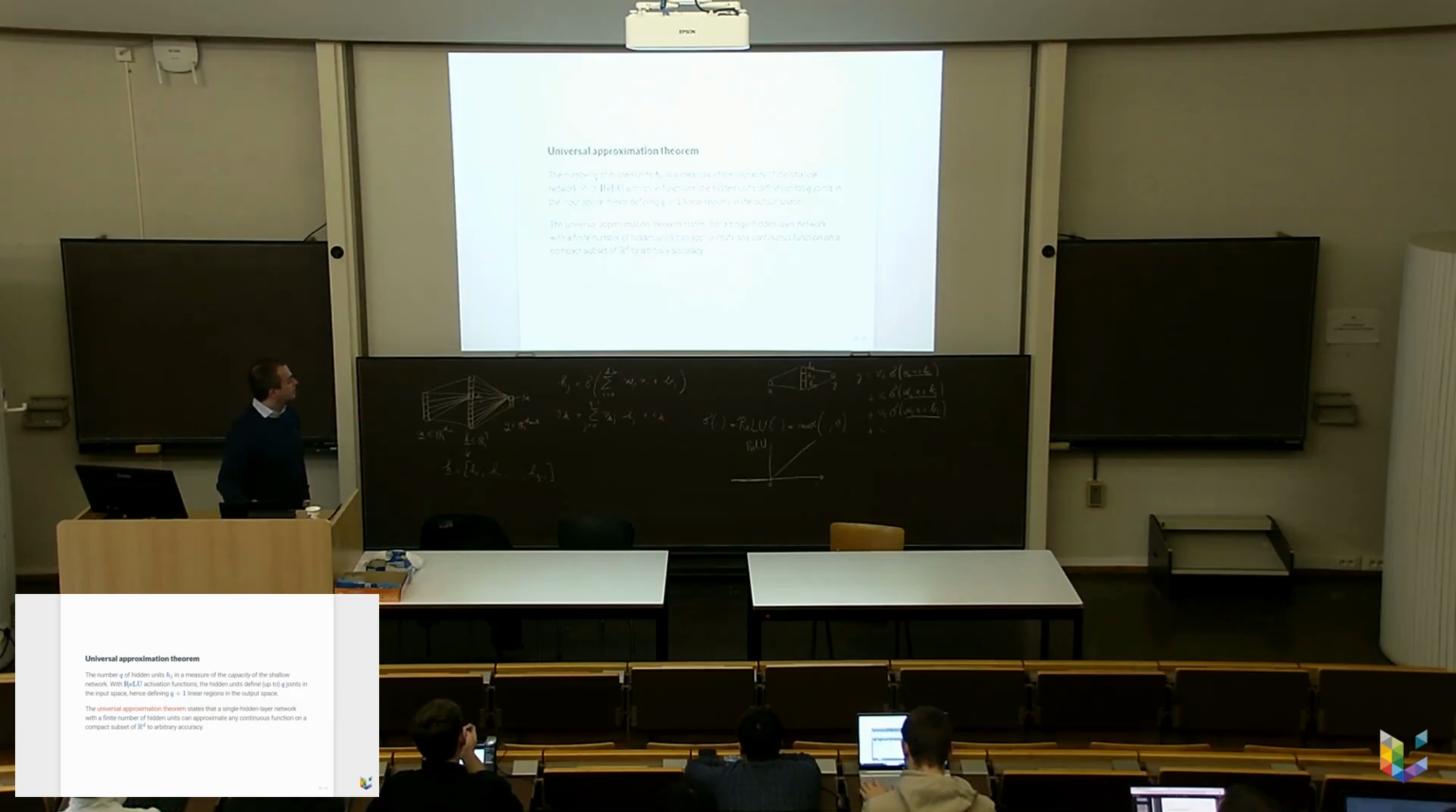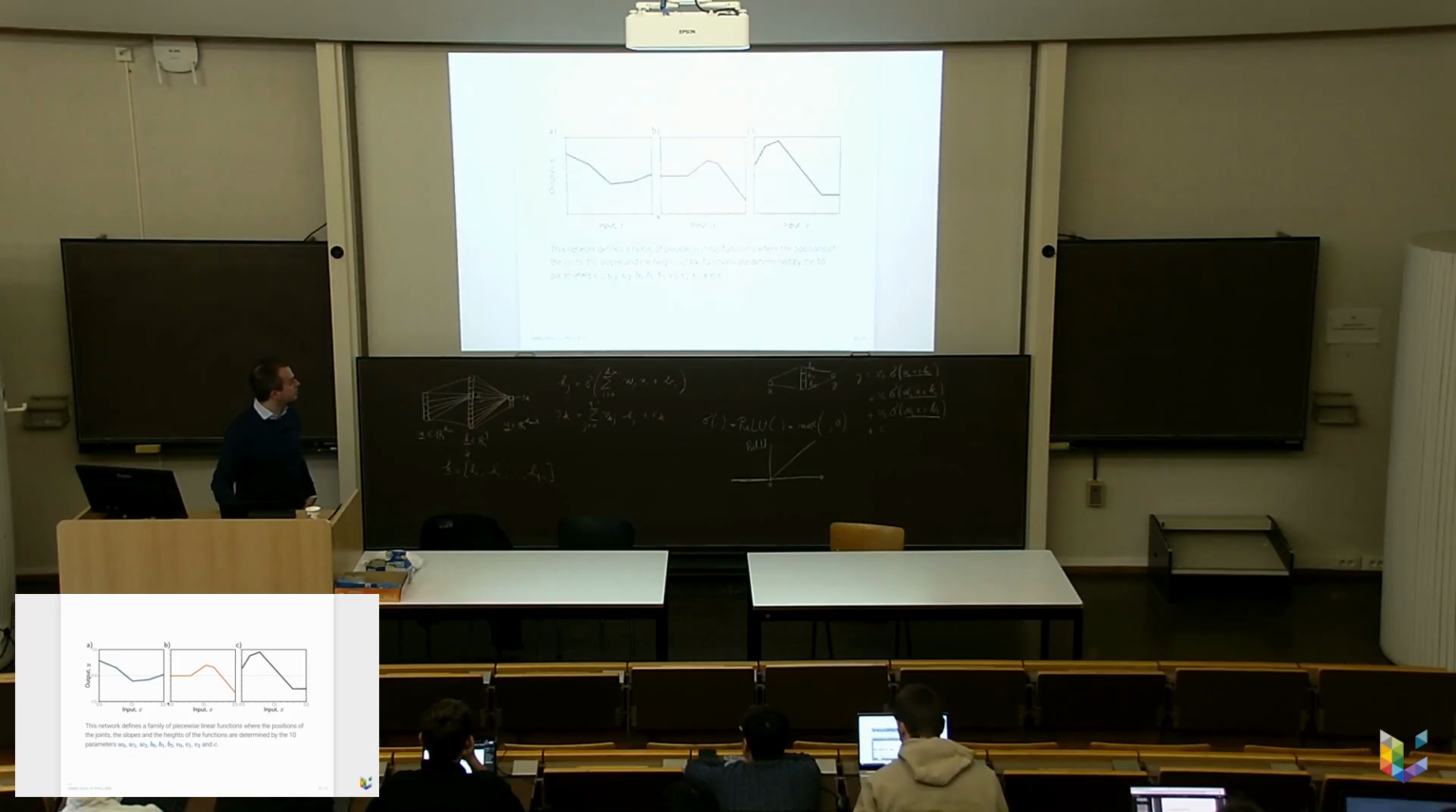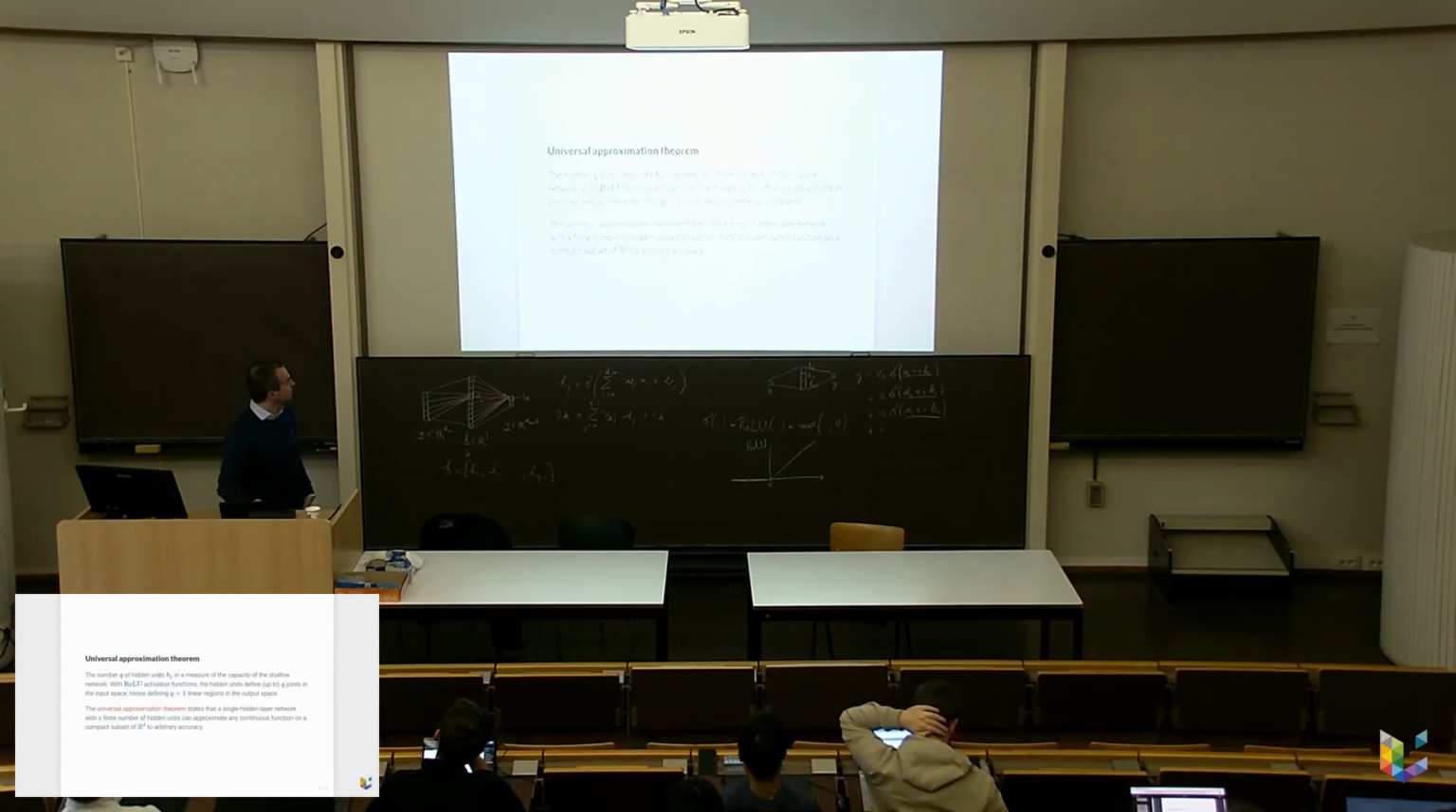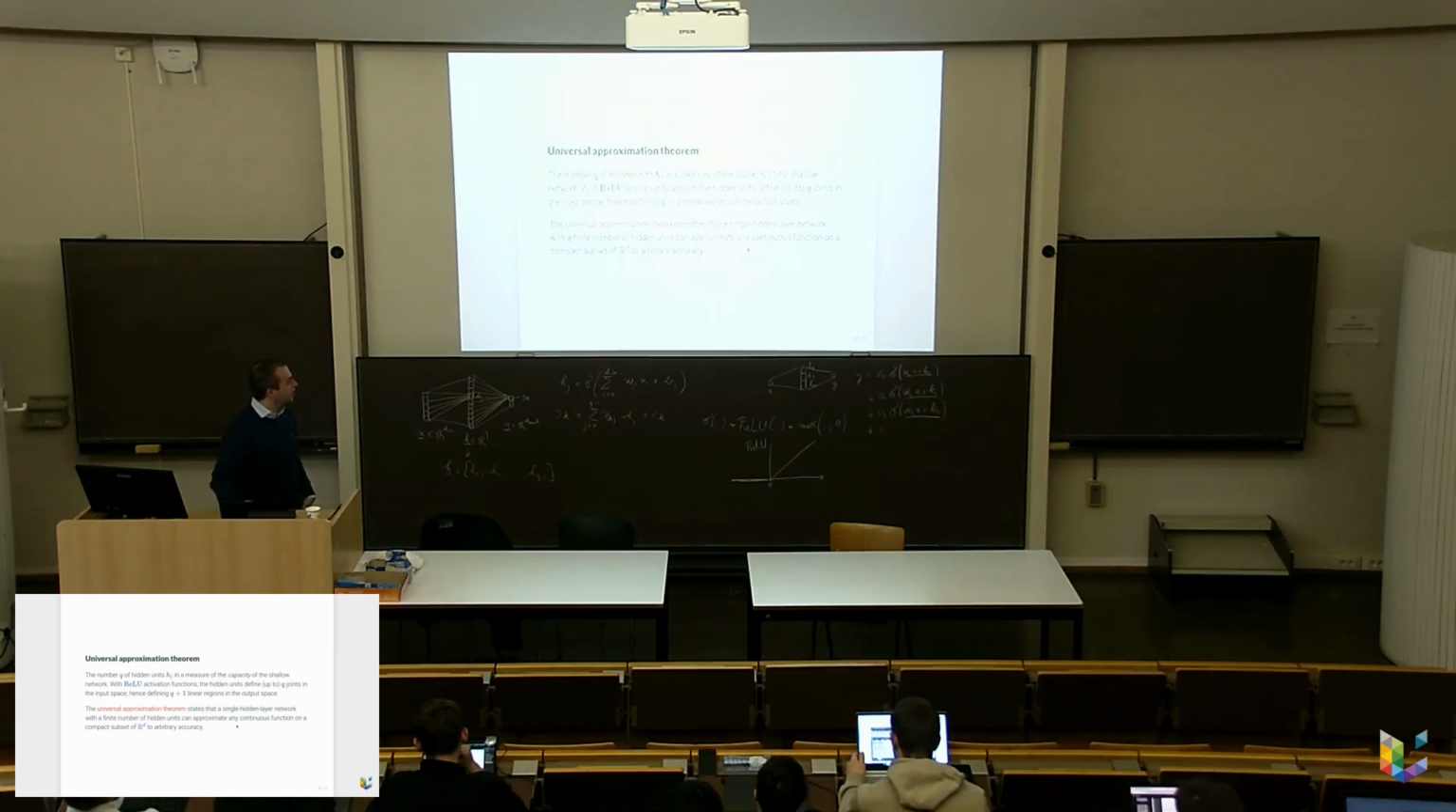And in the specific case of ReLU activation functions, the hidden units will define up to Q joints in the input space, okay? Hence defining Q plus 1 linear regions in the output space. Where what I call a joint is just these knees that you see between two segments. Okay? And then finally, in this setting, the universal approximation theorem states that a single hidden layer neural network with a finite number of hidden units can approximate any continuous function on a compact subset of R^D to arbitrary accuracy.